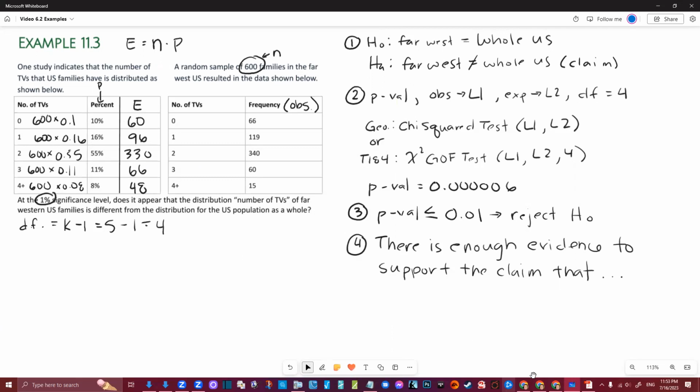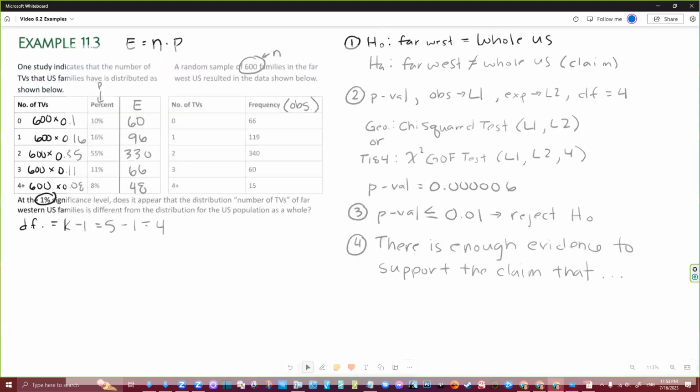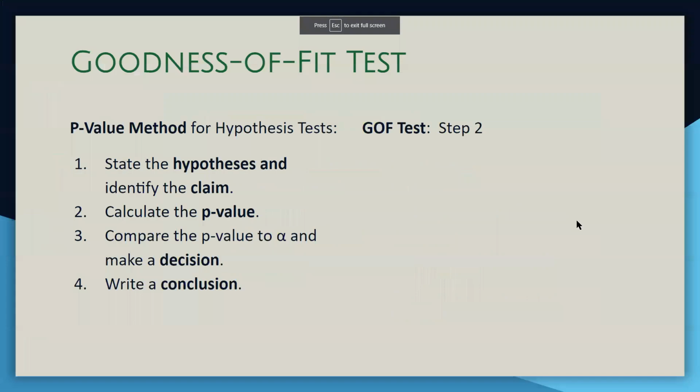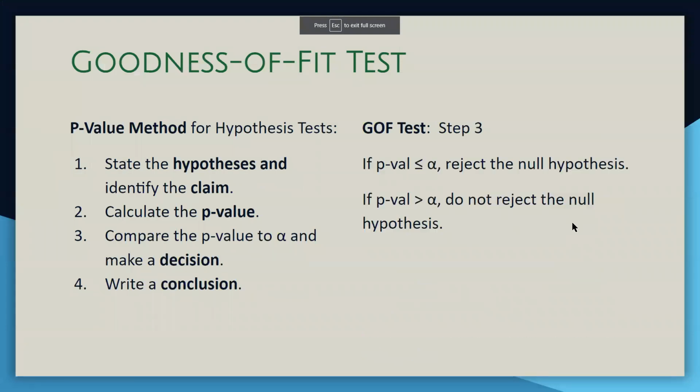Okay, so let's pop back up to our slideshow here. We already went through that.